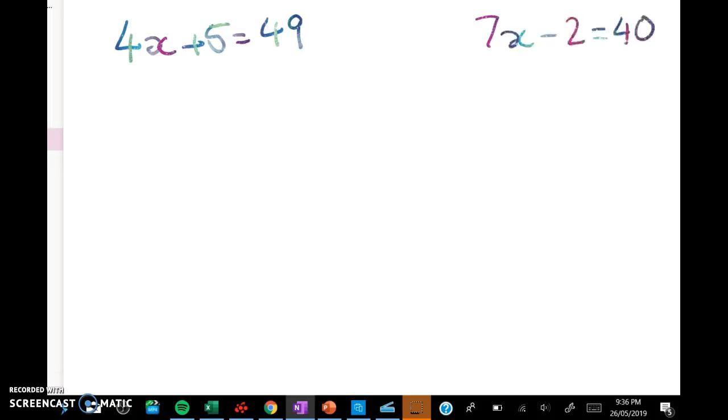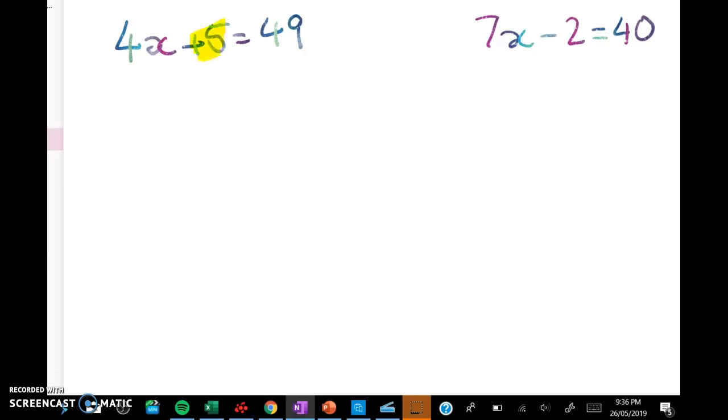Okay, so we're going to look at these examples. We've got 4x plus 5 equals 49. And then the next one we're going to look at is 7x take away 2 is equal to 40. So pause the video and try and work through those two examples in your book, and then I'm going to go through them.